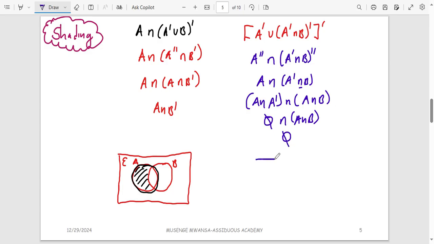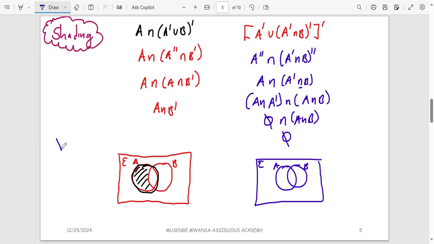So if they said show this in a Venn diagram, what you do is just write this. This is A, this is B. Don't shade anything. There's nothing to shade. Why? Because the answer is an empty set. So there's nothing to shade really.